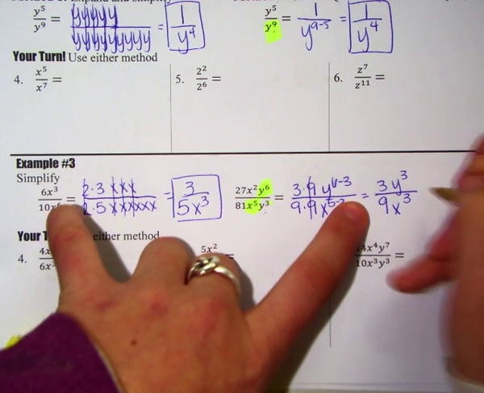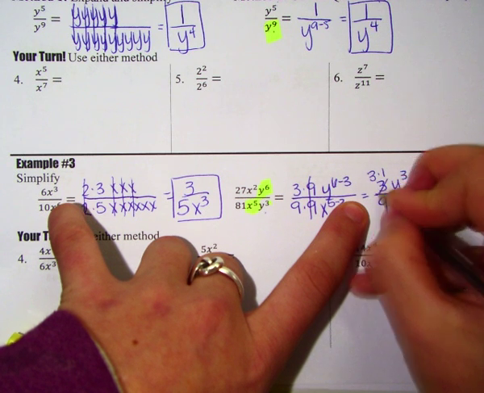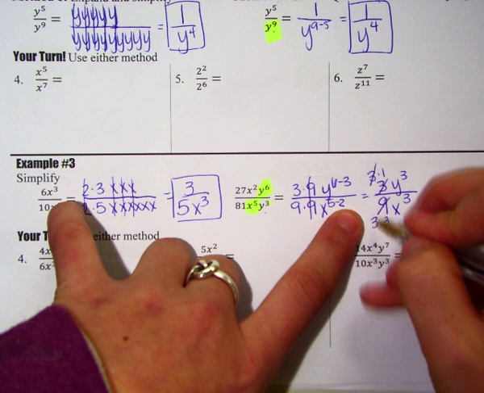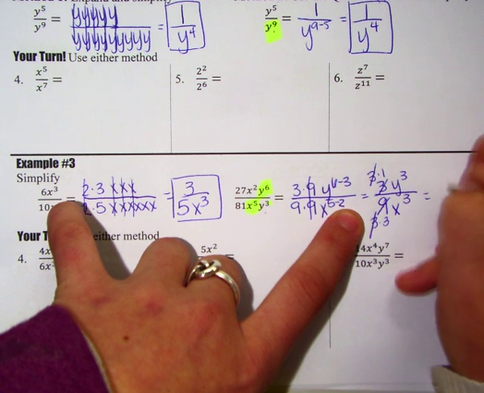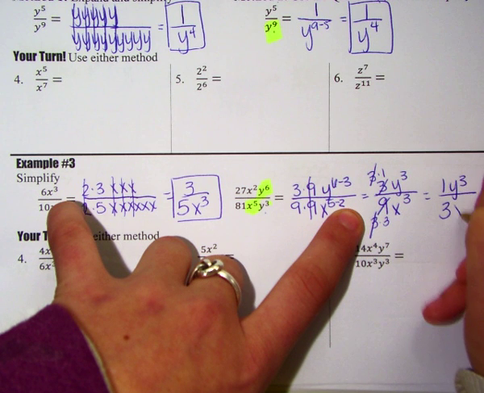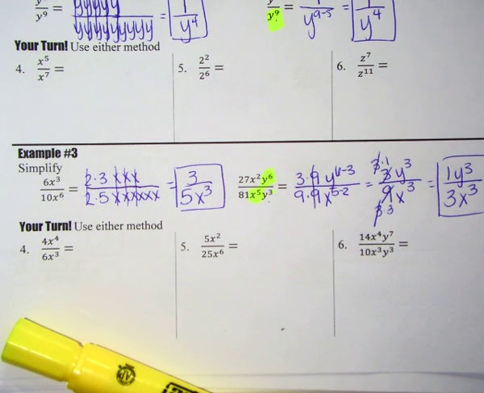3 over 9 still needs to be reduced. 3 is 3 times 1. 9 is 3 times 3. Anything over itself cancels. We're left with 1 y to the third divided by 3 x to the third. Go ahead and do your practice.